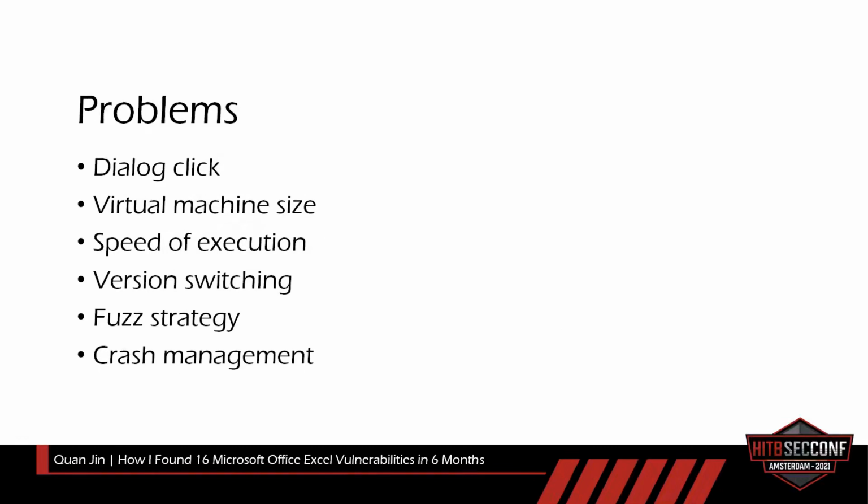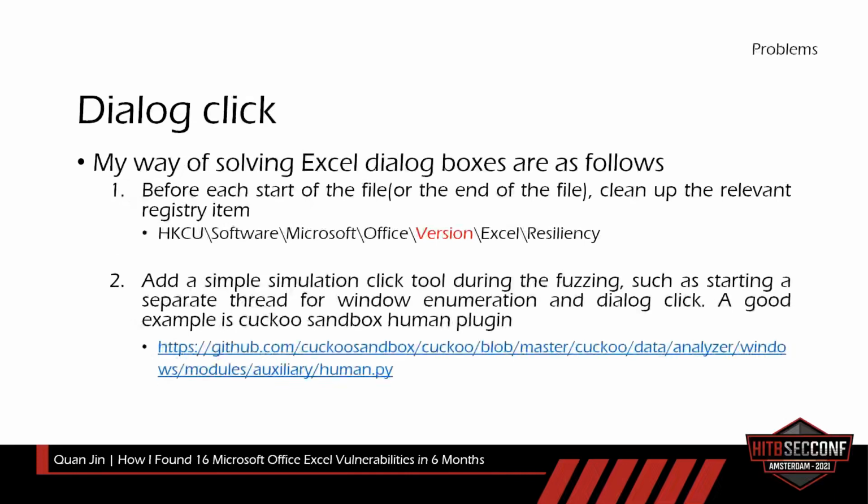Throughout the process, I encountered at least the following problems: dialog click, virtual machine size, speed of execution, version switching, file strength, crash management. Let's see them one by one. The Excel software has various dialog boxes during the executing process. Some dialog boxes, such as Safe Mode, can be resolved by cleaning the registry, while others need to be manually clicked. My way of solving these dialog boxes is as follows.